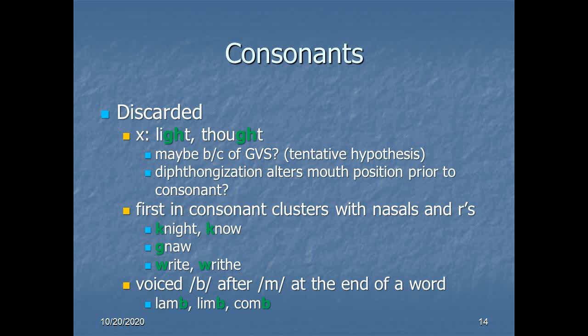Another loss is the initial consonant in clusters with nasals or Rs. For example, while Chaucer would pronounce the word knight "knicht," we pronounce it night. While Chaucer would pronounce know "kno," we say no. Similarly, we gnaw something, while Chaucer would "gnaw" on it. We write things down, while Chaucer would "urita." We writhe in agony, while Chaucer would "urida."